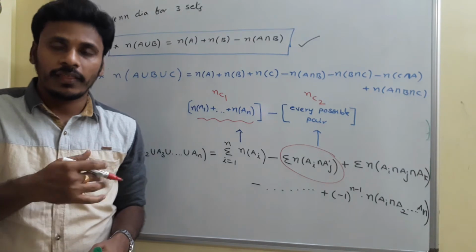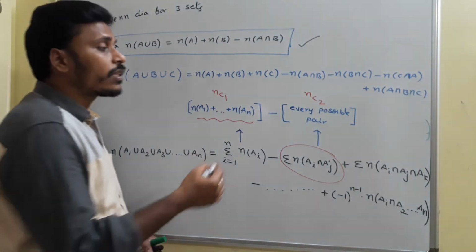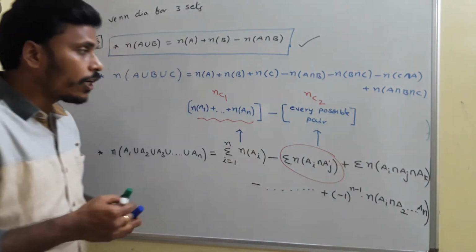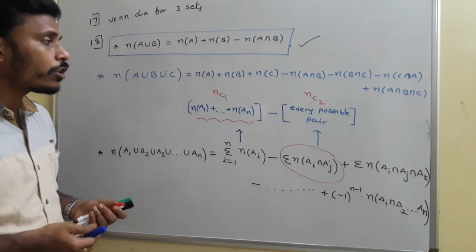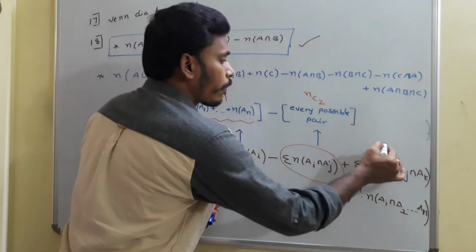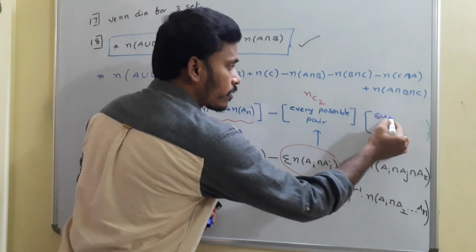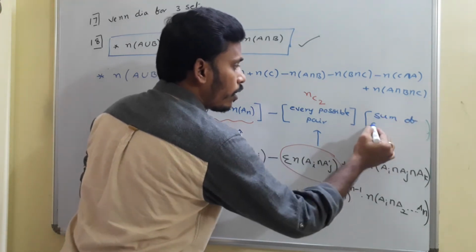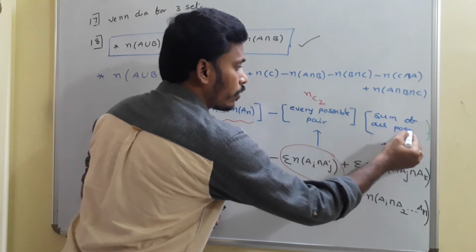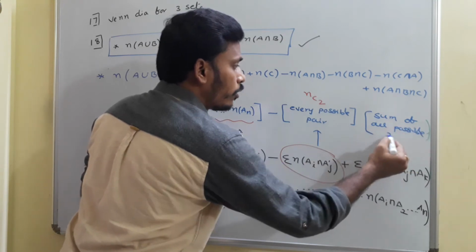That's another idea, okay? And coming to the third one, there you need to select every possible 3 sets. See, this term consists of the sum of all possible 3 sets.